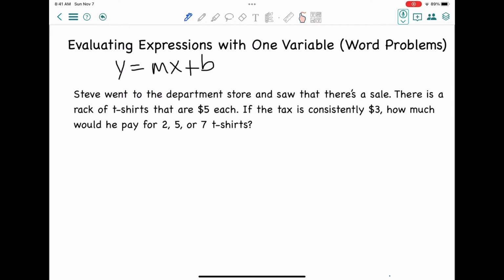In this video, we're going to evaluate an expression with one variable. Here we have a word problem, but we don't see an expression that has numbers in it. We are only given this slope formula. So the first thing we need to do is to read the whole problem and try to find what does m equal and what does b equal. Off the bat, we know that x equals the number of whatever we're trying to find.